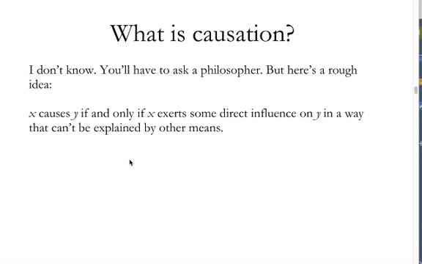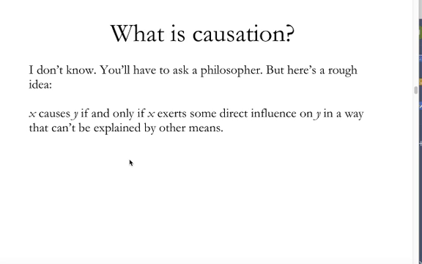So that's correlation. What's causation? And I've written here, I have no idea. I don't know how to define causation. I'm not sure anybody else does either. But maybe philosophers of science would have something to say about that. Here's a rough idea that's probably wrong, but it's the best I can do. We can say that X causes Y if and only if X exerts some direct influence on Y in a way that can't be explained by any other means. Okay, so that's my attempt to try to define what causation is. I'm sure there's lots of problems with it.